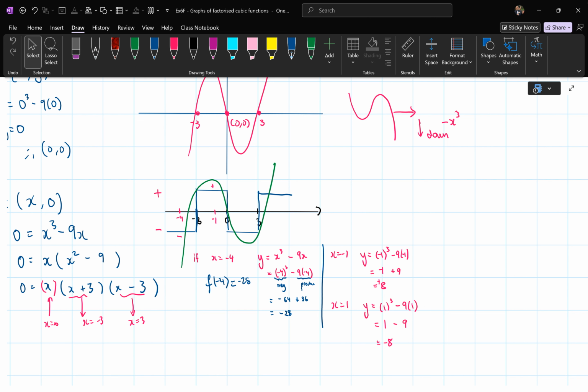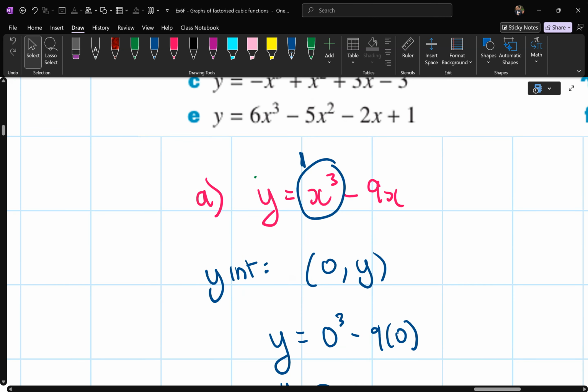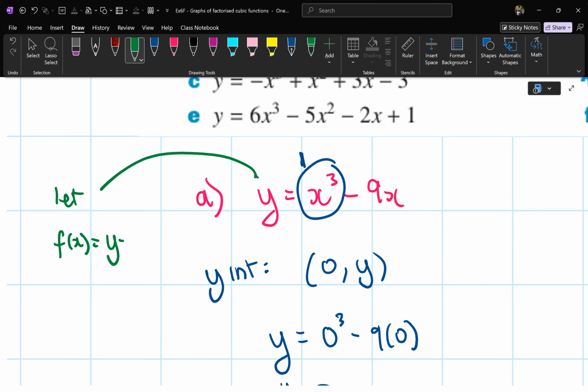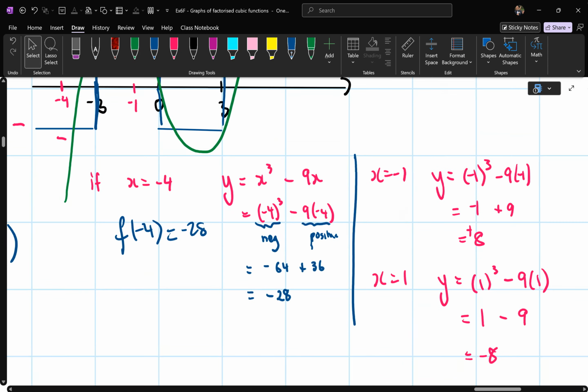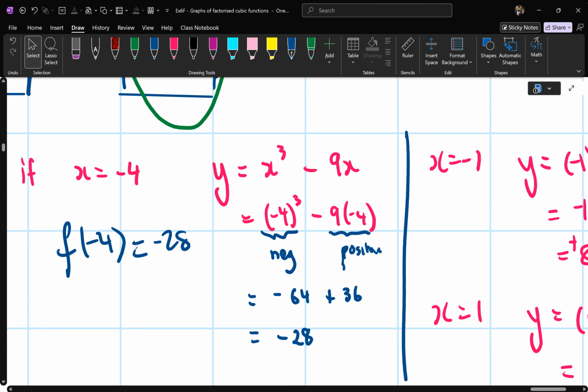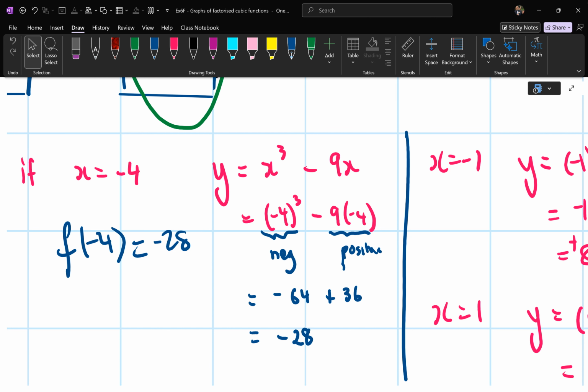If I were to get this in an exam, I would have quickly changed this one. I would have said, let f of x equal y, which equals x cubed minus 9x. By saying that, I'm essentially defining it as a function. So in the next few tests, I would then do f of -1, f of -4, and sub it in. That would be quicker than writing what I wrote here, where you say let x equal this, y equals that. And in year 12, that's how they do it.